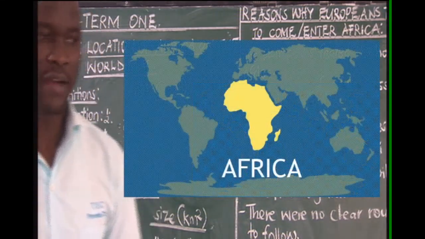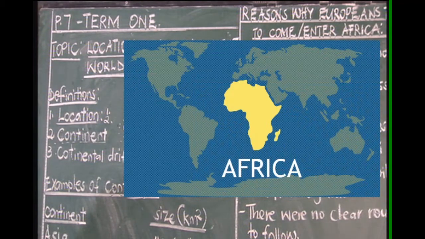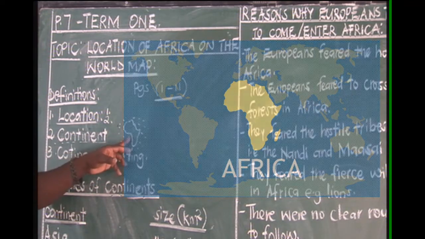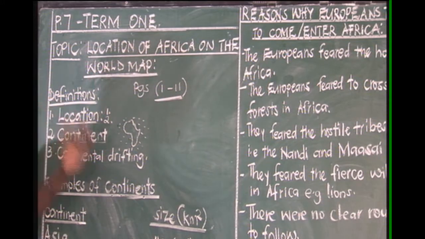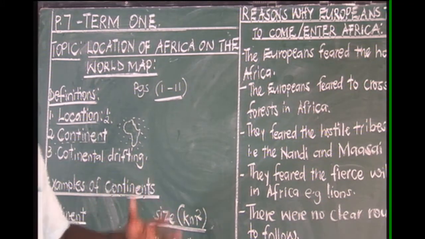So we are having our Africa there. That is what we call a continent: a large mass of land surrounded by water. Which means that, like we have said, Africa is surrounded by water. When we look at other continents, we shall also see the same. They are surrounded by water.